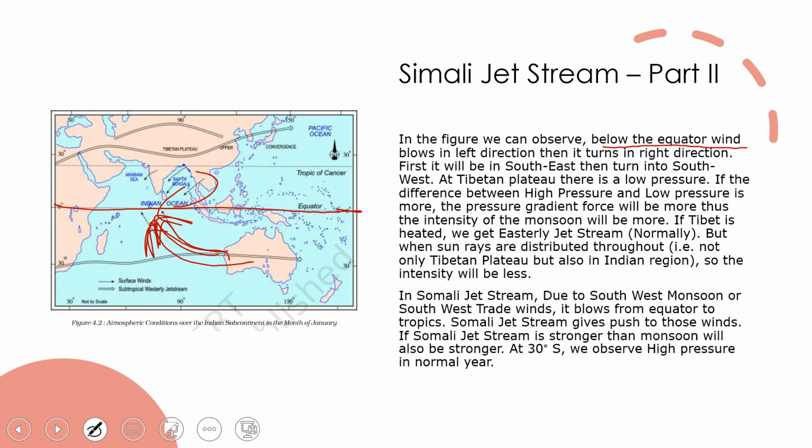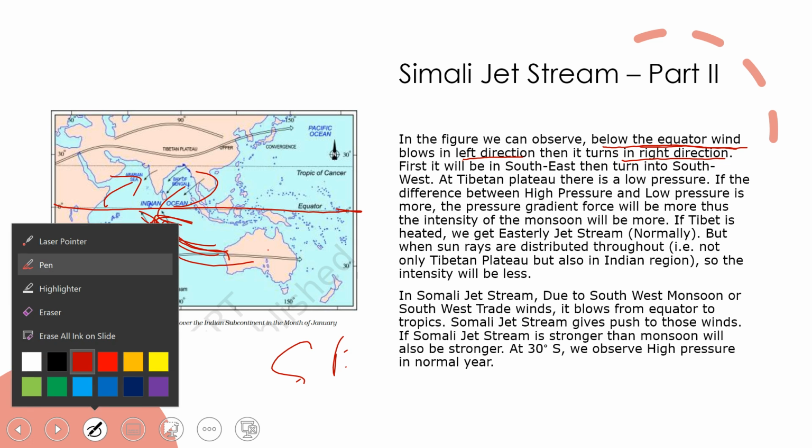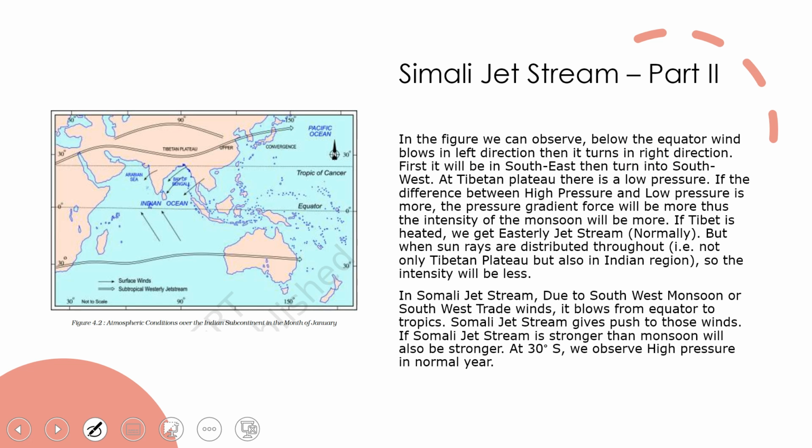So we will have a southwest trade wind, southeast trade wind. So this will go in this direction. Below the equator the wind will blow in the left direction, and thus it turns in the right direction here. Now after this it will hit, and it will hit in the right direction. So this will form your southwest trade wind. Okay, once again I will explain it clearly. First it will be in the southeast, then it will turn to the southwest.